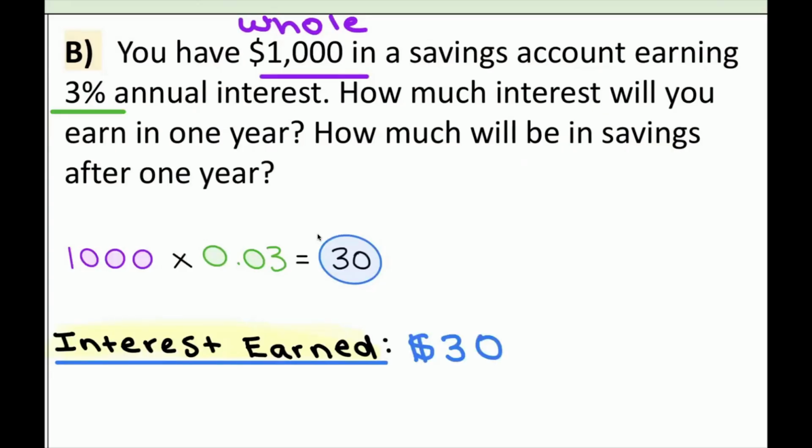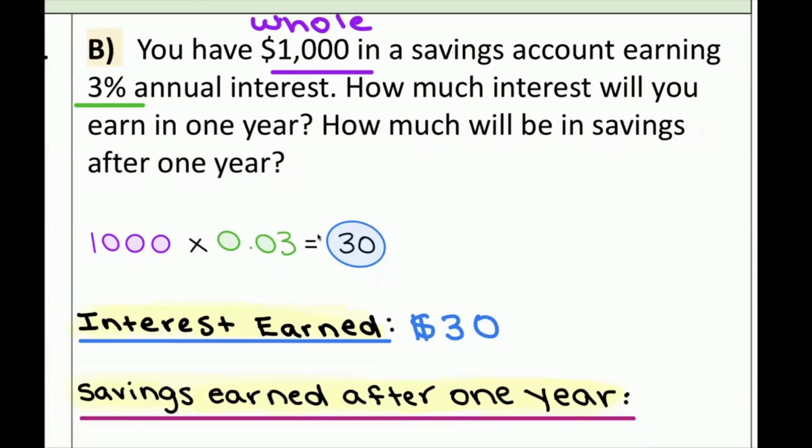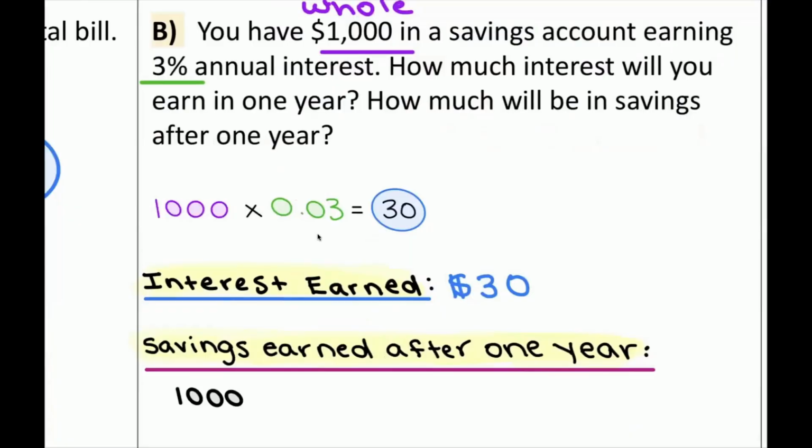Now, the second part of our question says, how much will be in savings after 1 year? So remember, we started with $1,000 in savings. That's a nice thing about interest. You're kind of making money by just having money in your account, money in your savings. Okay, so we started with $1,000, and then we earned $30. And so after 1 year, we have $1,030.